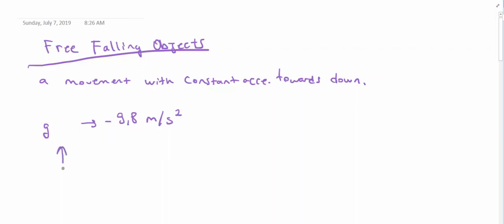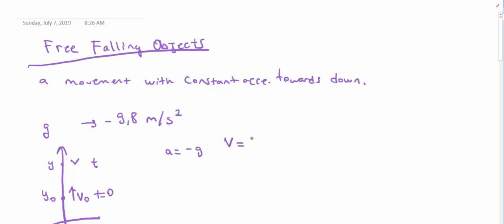So let's say that there is an object that has been thrown, and this right here is y0, this is y, v0, t0, and so a is minus g, right?